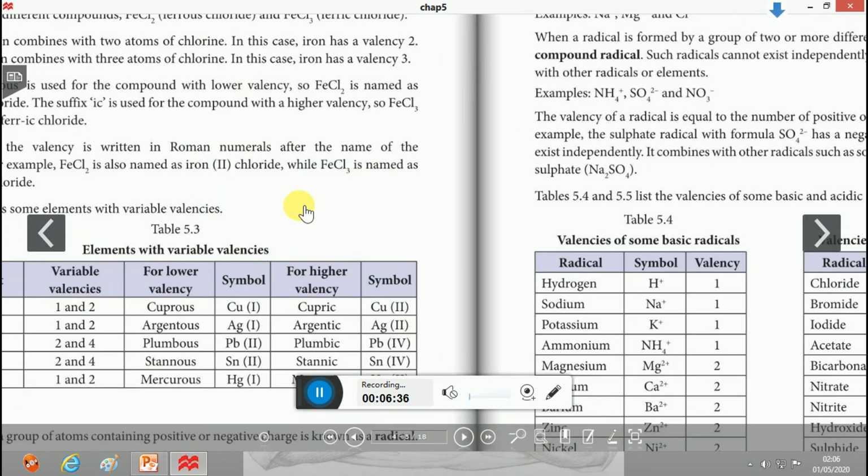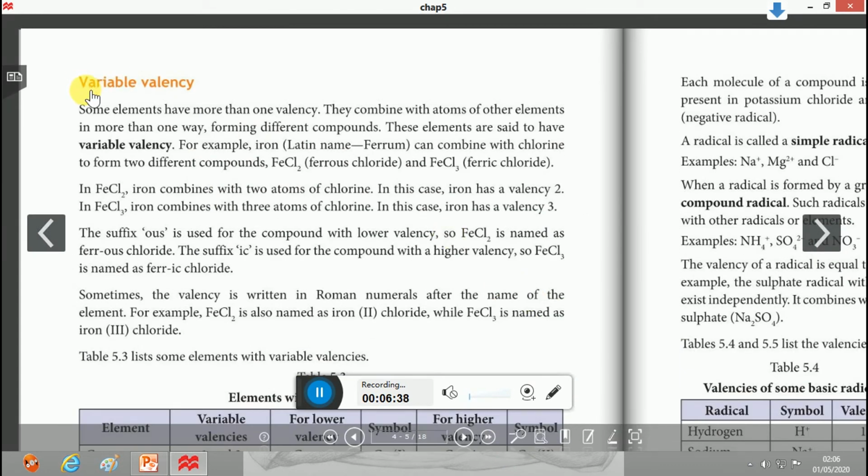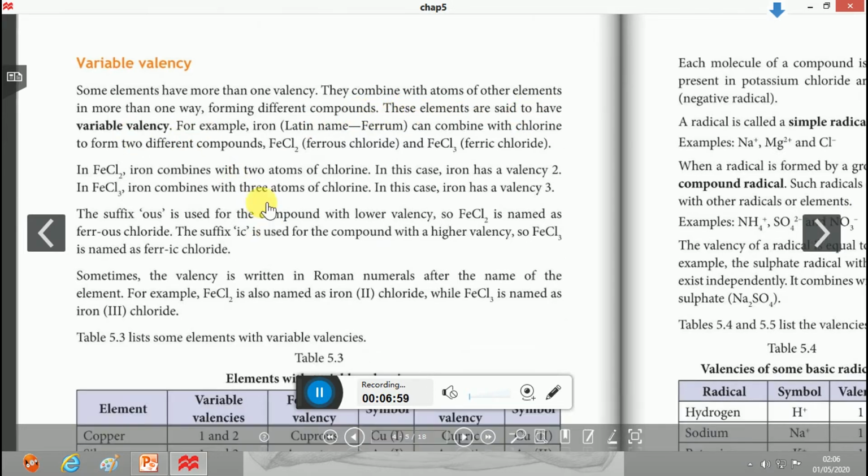On the next page, we'll learn about variable valency. Some elements have more than one valency. They combine with atoms of other elements in more than one way, forming different compounds. These elements are said to have variable valency.